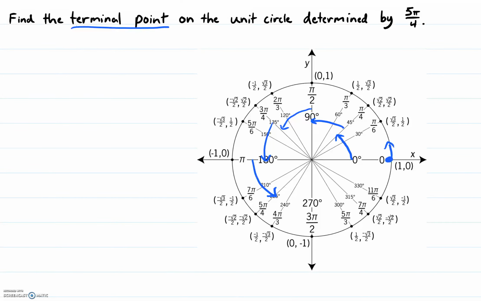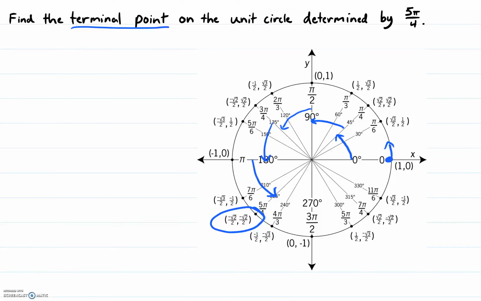Now we're interested in the terminal point, so we're looking for this point right here, which as you can see is given by the x value negative square root of 2 over 2 and the y value negative square root of 2 over 2. If you're looking for a terminal point, that's what you want to do. Essentially you put 5 pi over 4 radians, or whatever your angle is, starting on the positive side of the x-axis, go counterclockwise that many degrees, and see what point corresponds on the unit circle at that degree or radian measure. So that's our answer for this problem: negative root 2 over 2, negative root 2 over 2, the x and y values.